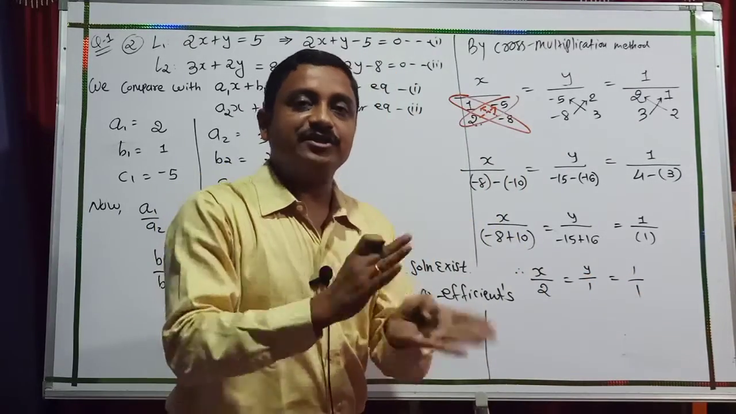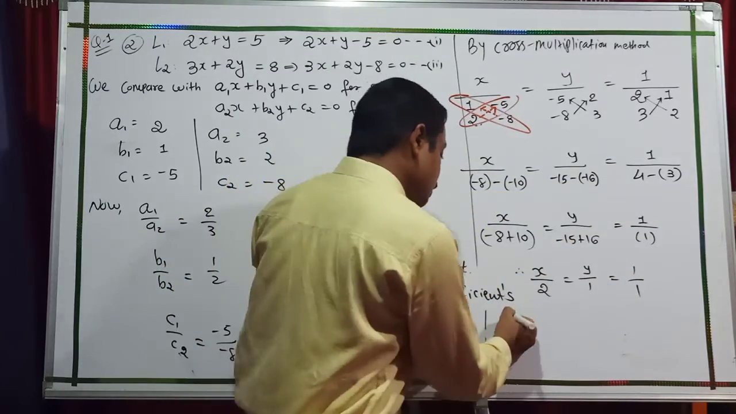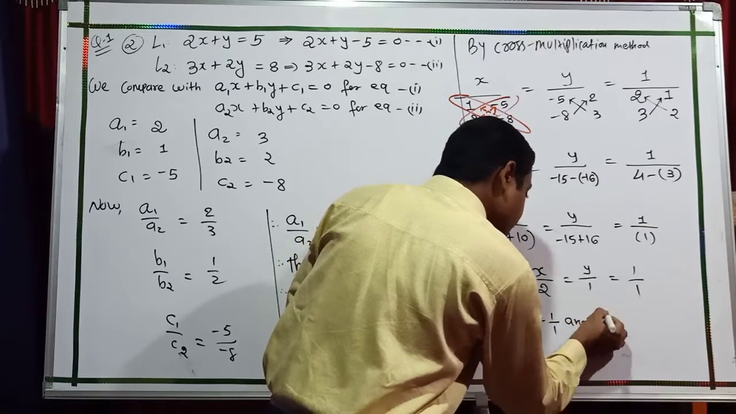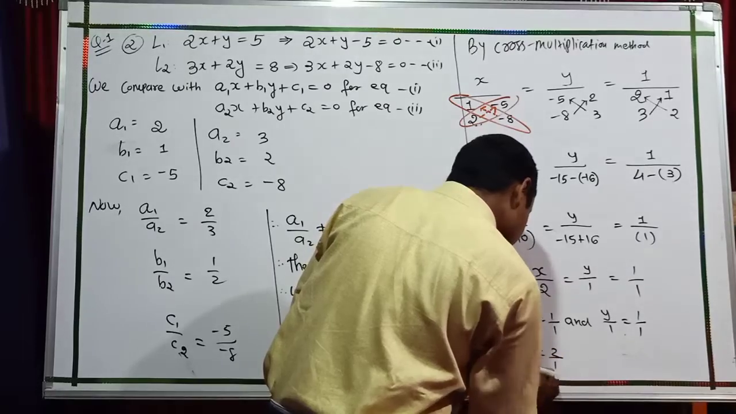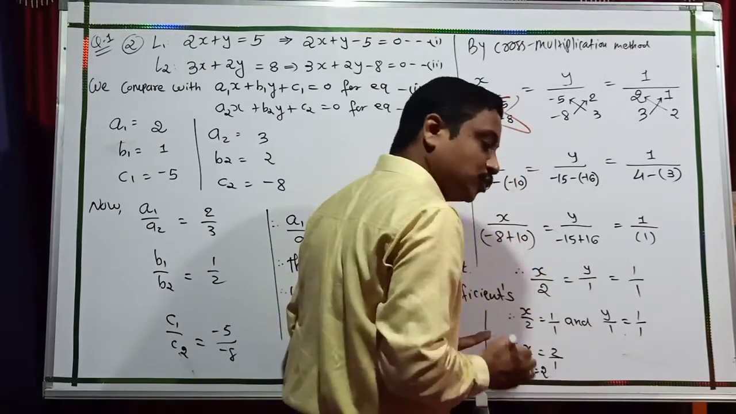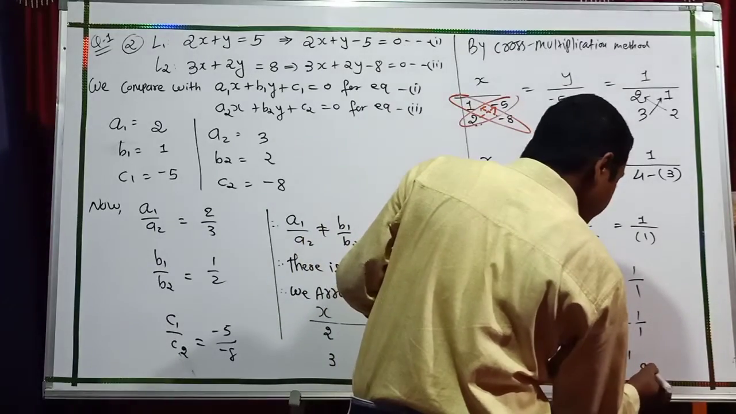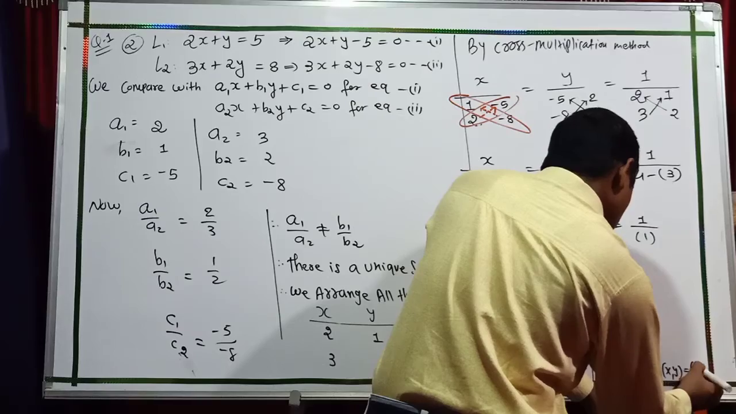Finally, I just rearrange. So first x by 2 with 1 by 1. So you get the value x by 2 equal to 1 by 1, and y by 1 equal to 1 by 1. So what is x? 2 by 1 means exactly the value is 2. Same here, y equal to 1. It means my solution is done, students: x comma y, which is 2 comma 1.